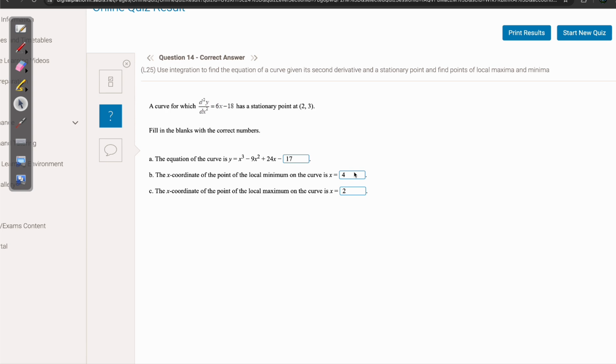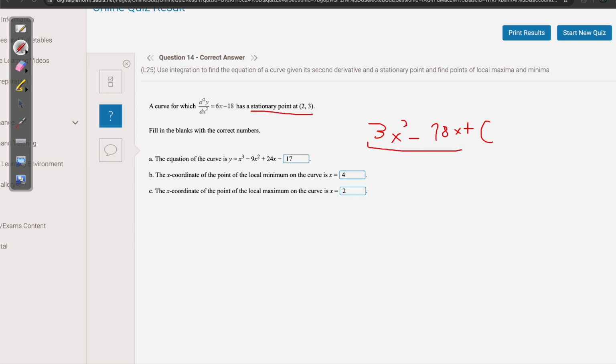Okay, so this is arguably the most annoying question. So let's start. A curve for which the second derivative is equal to 6x minus 18 has a stationary point 2, 3. The equation of the curve is y is equal to x cubed minus 9x squared plus 24x minus blank. So they just want us to integrate twice. So first let's integrate once. We'll get 3x squared minus 18x plus c.